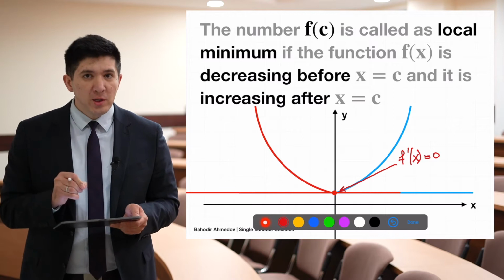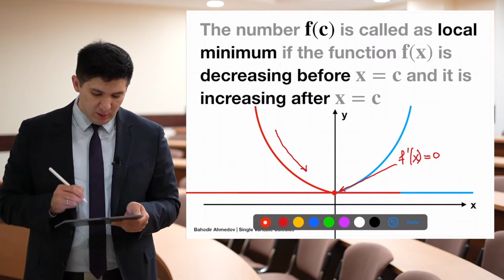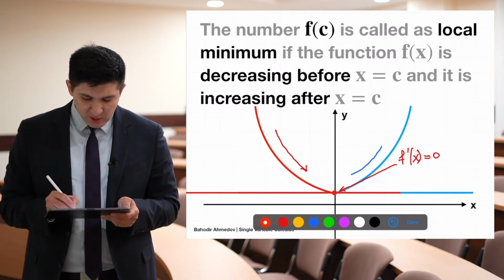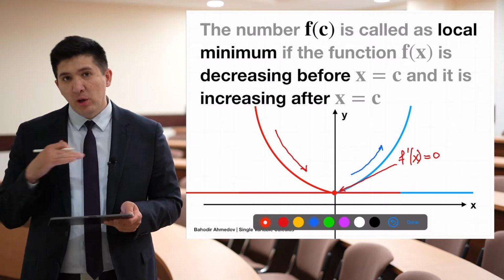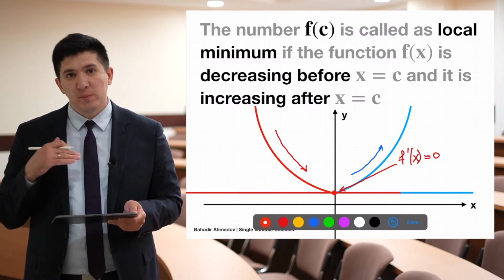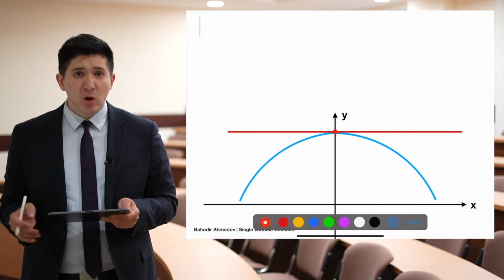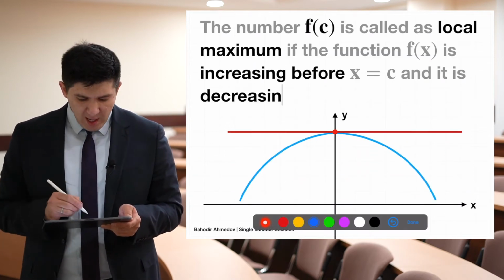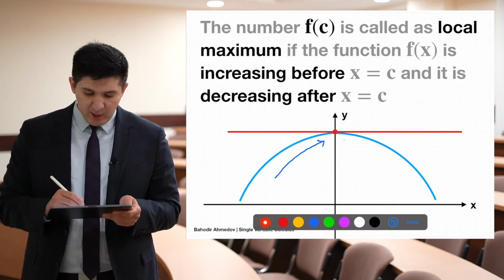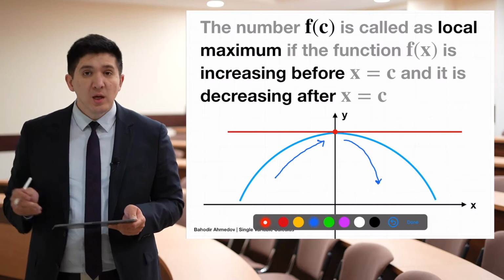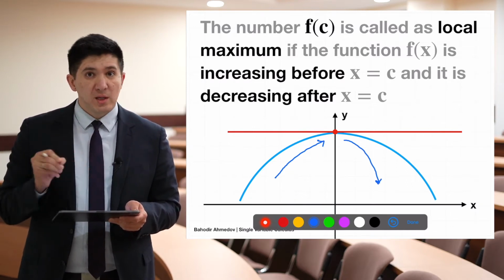So any point where the function was decreasing before this point and then increasing after this point is going to be called the local minimum. And at the point of local minimum, the tangent line is going to be simply horizontal. At the same time, the point is going to be called a local maximum if the curve was increasing before that point and then decreasing. Okay, so our goal is first of all to identify the local minimums and local maximums.